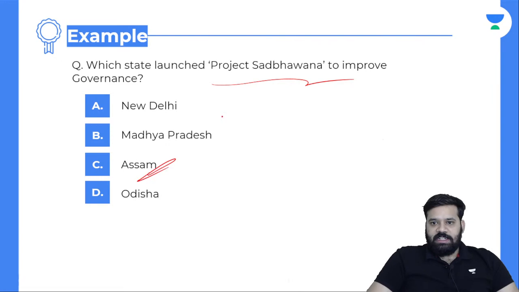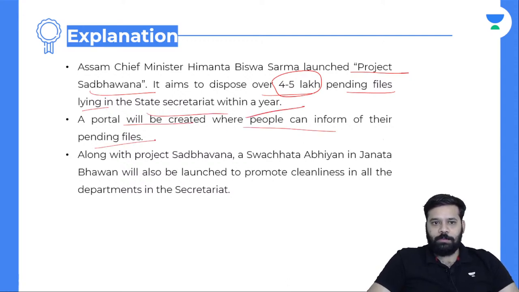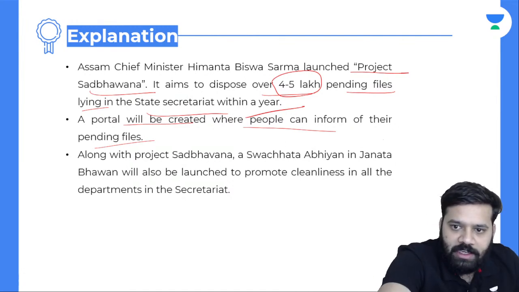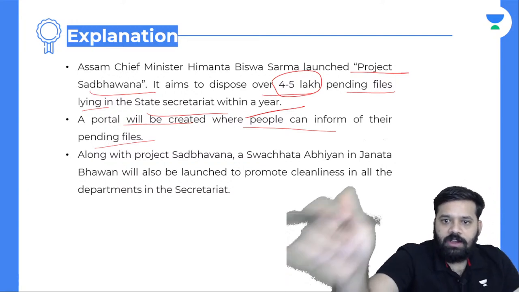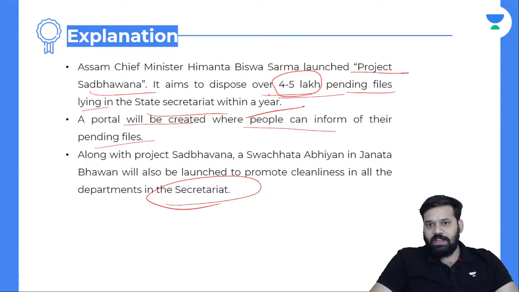Yes, Assam. Assam is the right answer. Yes, Himanshi. Assam is right. Assam Chief Minister Himanta Biswa Sarma launched Project Sadbhavana. It aims to dispose 4 to 5 lakh pending files lying in the state secretariat within a year. A portal will be created where people can inform about the pending files. Along with Sadbhavana, a Swachhta Abhiyan in Janata Bhavan will also be launched to promote cleanliness in the departments in the secretariat. Remember, Project Sadbhavana aims to dispose 4 to 5 lakh pending files lying in the state secretariat within a year.